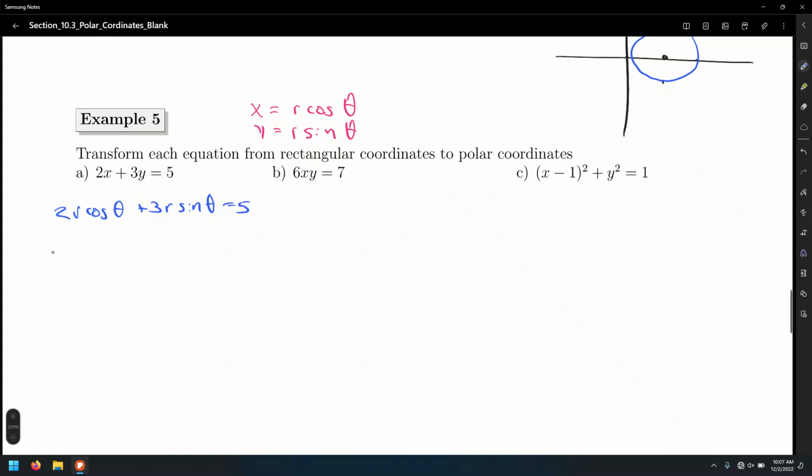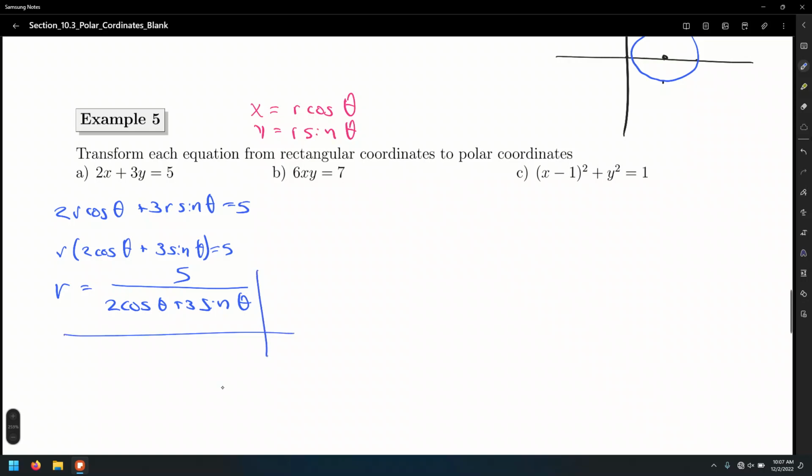In this case, notice r is a common factor: r times the quantity 2 cosine theta plus 3 sine theta equals 5. And divide both sides by this whole quantity. So r equals 5 over 2 cosine theta plus 3 sine theta. And that's how the polar equation looks for a linear equation of this form.